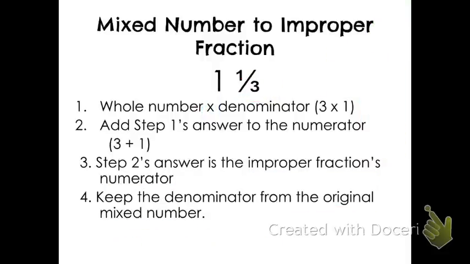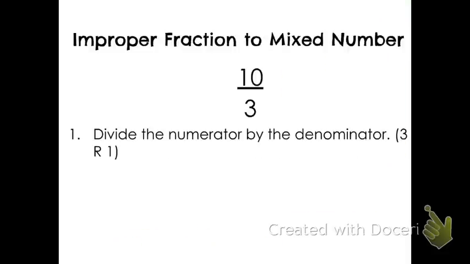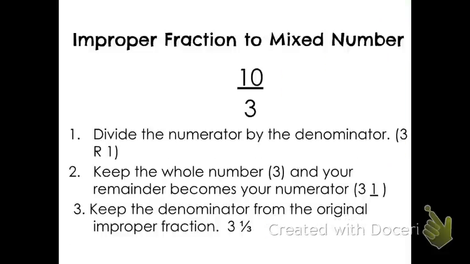The next thing we're looking at is how we change an improper fraction to a mixed number. For these, we'll use our division skills. You divide the numerator by the denominator. So 10 divided by 3.